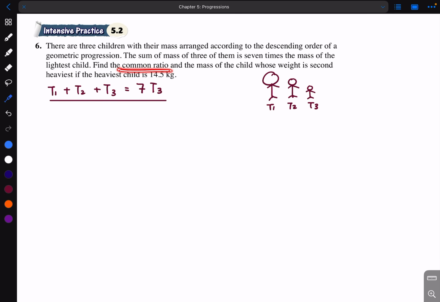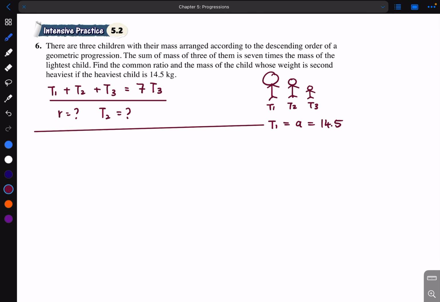Find the common ratio and the mass of the child whose weight is second heaviest. So the question is asking us to find R and T2. If the heaviest child is 14.5, so T1 is given as 14.5. So T1, also known as A, is 14.5. These are the information we have from the question. Alright, let's try to solve this.